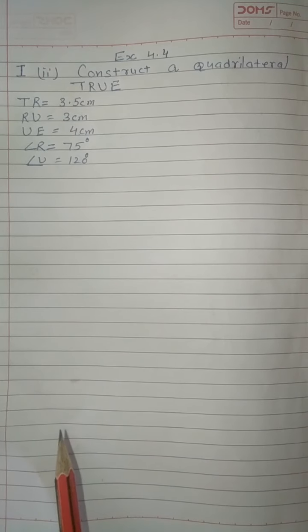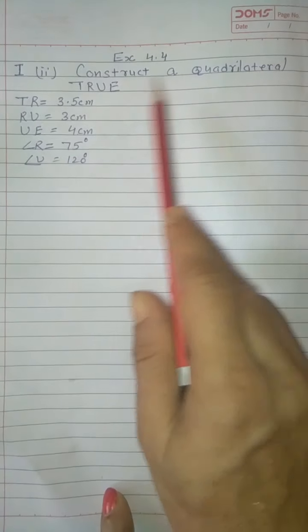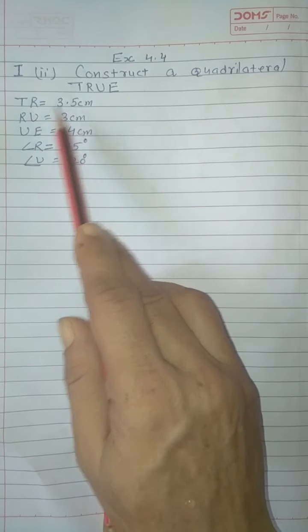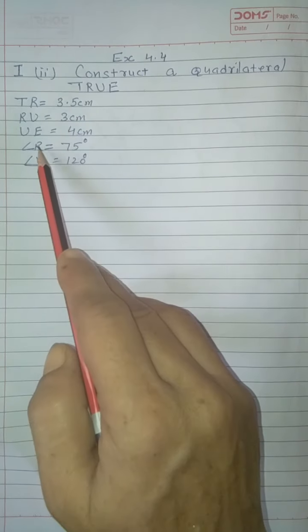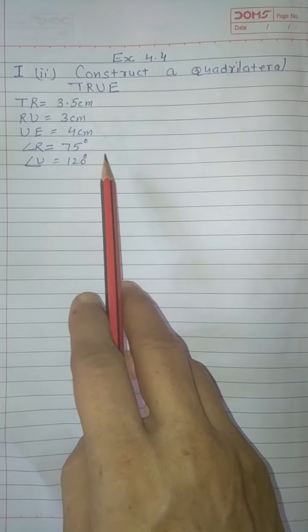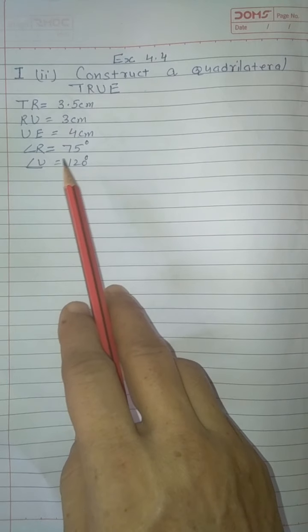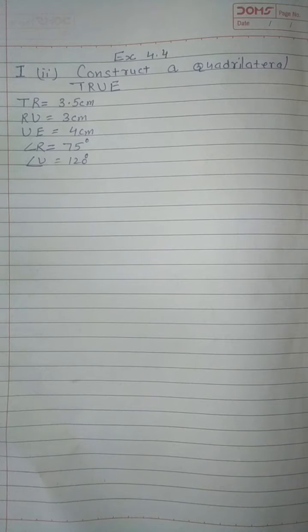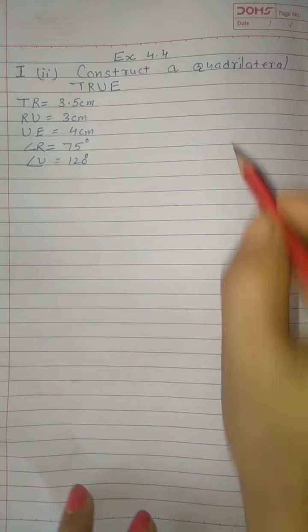4.4, question number 1, second part: construct a quadrilateral TRUE. Given TR 3.5, RU, UE, and angle R, angle U. You have been given three sides and the included angles. So first step, again draw a rough figure.